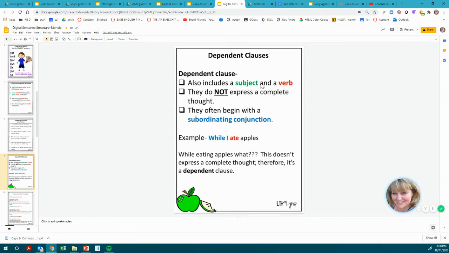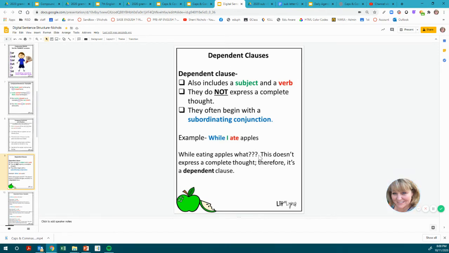Next and last is our dependent clause. The dependent clause also includes a subject and a verb, but a dependent clause does not express a complete thought. They often begin with subordinating conjunctions, which are different from coordinating conjunctions. Example, while I ate apples. While I ate apples, we have a subject, which is I. Ate is the verb, but there's no complete thought. That's when we call this dependent. It's dependent on more of the sentence to make sense.